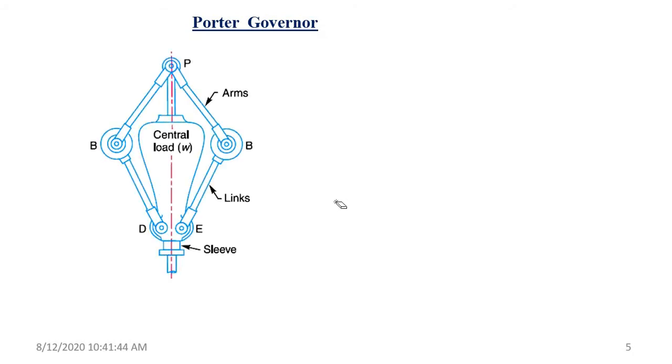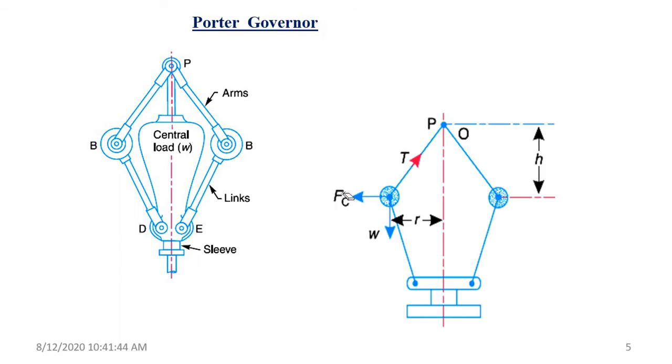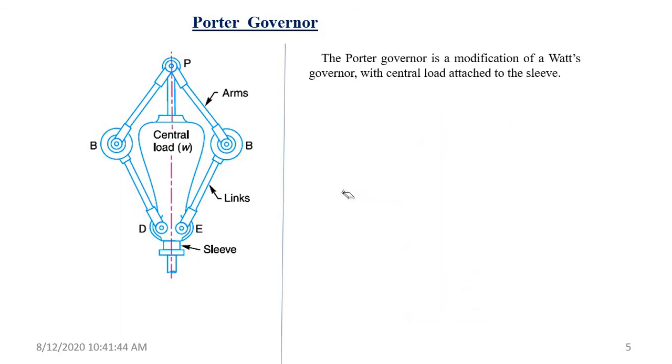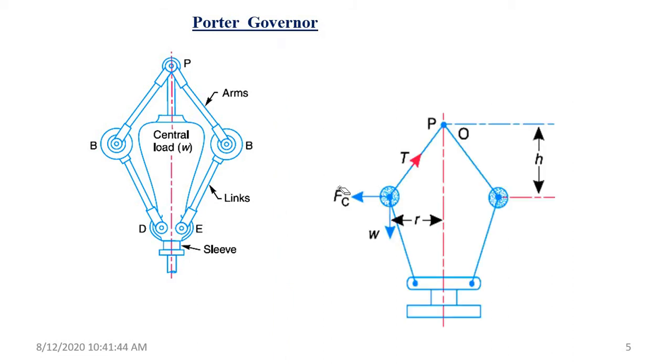Next, what is the Porter governor? How to define the Porter governor? It is the construction of the Porter governor. The Porter governor is a modification of the Watt governor with a central load attached to the sleeve. This is the construction of the Watt governor. Watt governor has the rotating mass. Mostly this governor is used for slow speed applications.